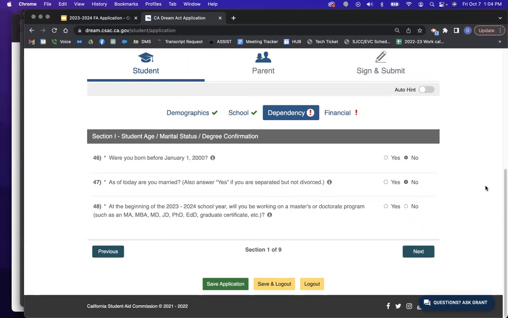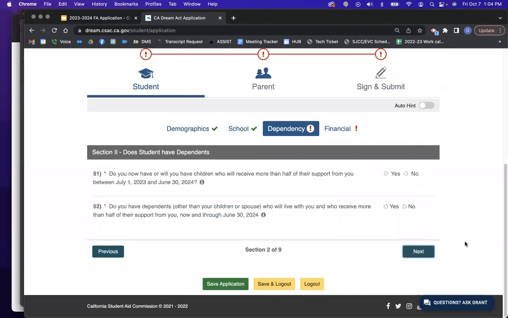Okay, so then it is going to ask you for your age, and then if you are married or if you're going to be starting a master's or doctorate program. I'm going to put no for all of these. But if you say yes to any of these, that means you are going to be considered an independent student, meaning that you do not have to provide your parent information. If all of these are a no for you, then you would be considered dependent, and then you still have to provide parent information.